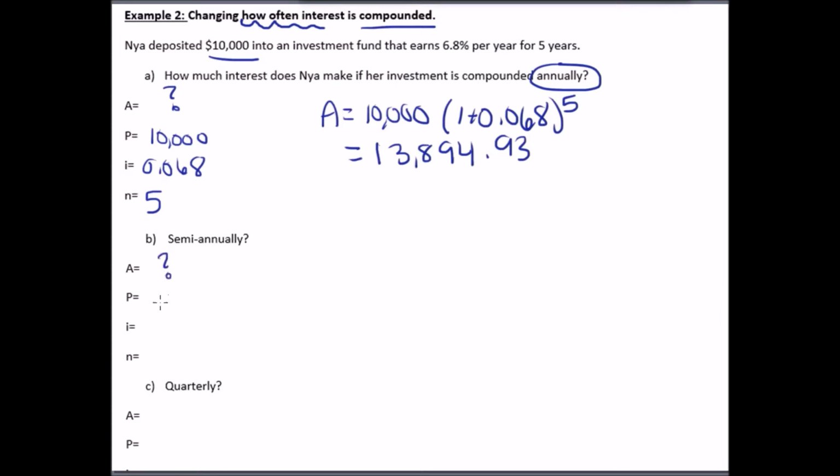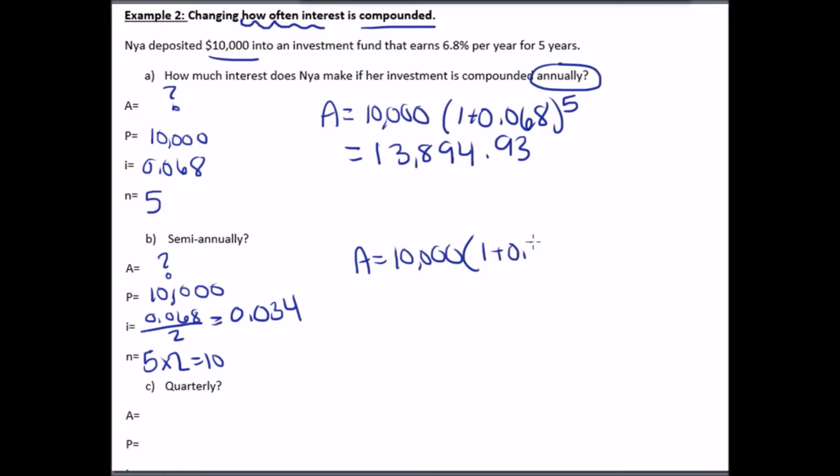So we're going to see the amount. Again, the principal is $10,000, but because it's compounded semi-annually, we're going to divide the interest rate by 2. We're not going to get paid out 6.8% twice. We're going to get paid out 3.4 twice a year. And this is 5 years, so we're actually going to get paid out 10 times. So, exact same idea.